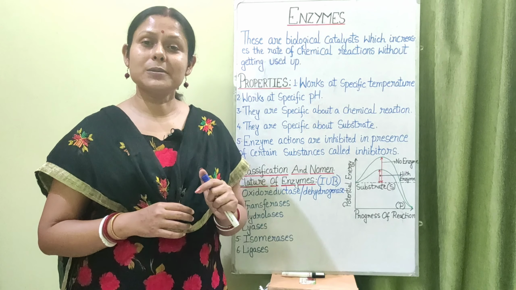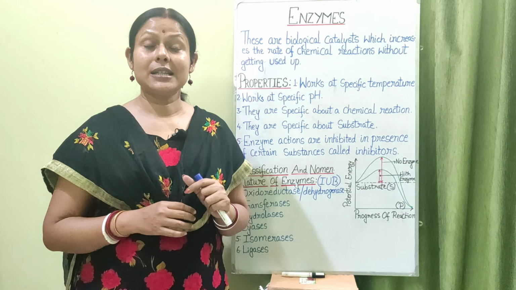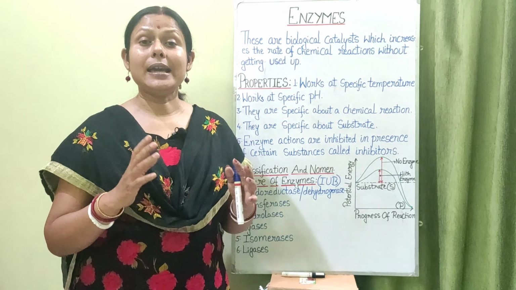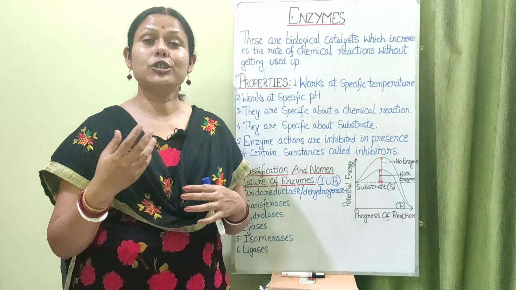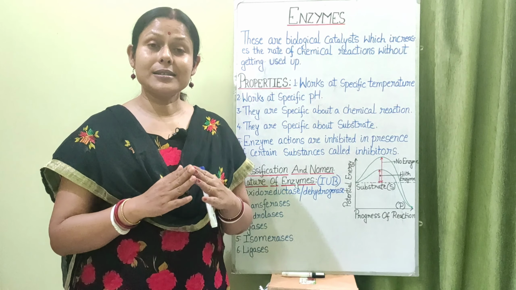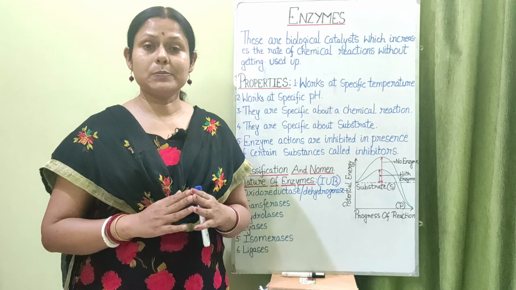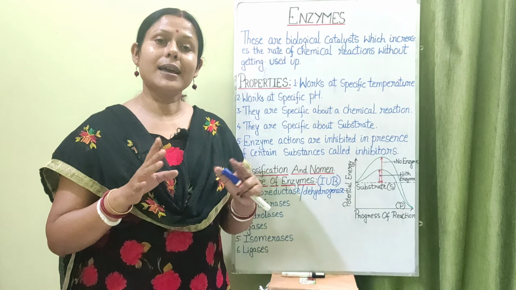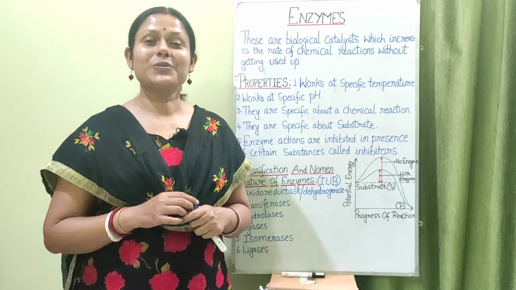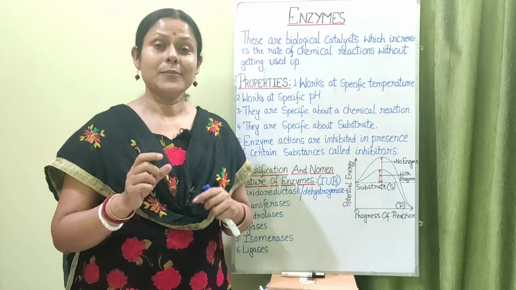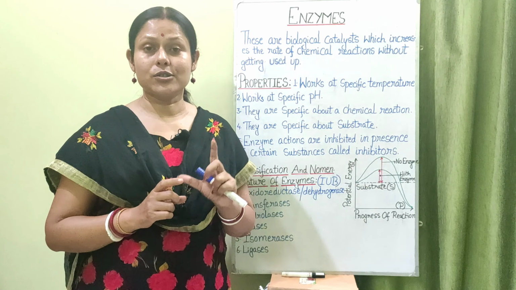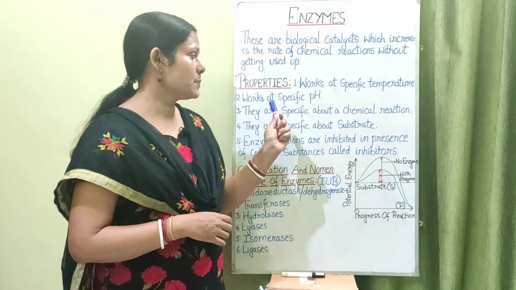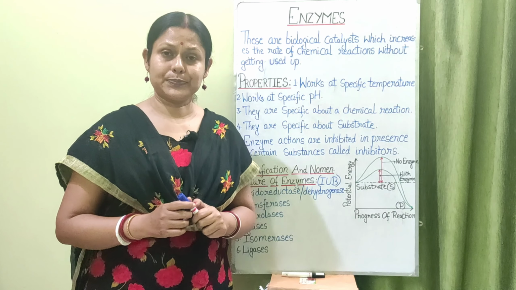Similarly, if you talk about trypsin, which is found in the small intestine, it would like to work in an alkaline atmosphere, 8, or 8.2, 8.8. So that is the pH which this trypsin enzyme prefers to work with. But other than these exceptions, most of the enzymes would like to work within a pH range of 6 to 7.5. The next point which is discussed is that they are specific about a chemical reaction.